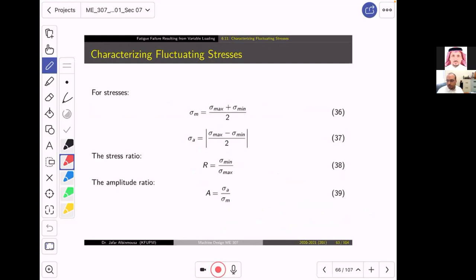There is a famous ratio in fatigue, which is called the stress ratio, the R ratio. It is very famous. For example, when I tell you an R ratio of minus 1, this is the most famous R ratio of all. Why? Because R equals minus 1 when sigma minimum is negative.